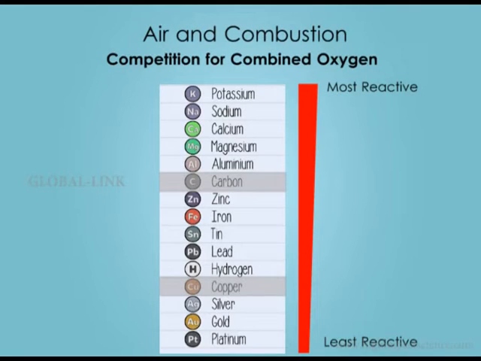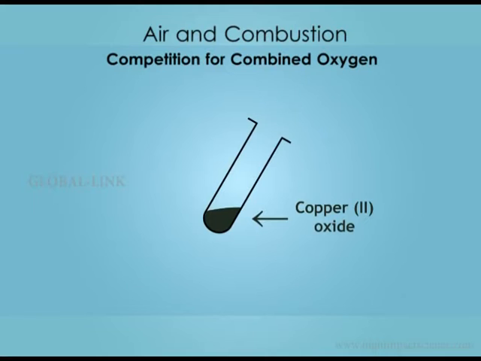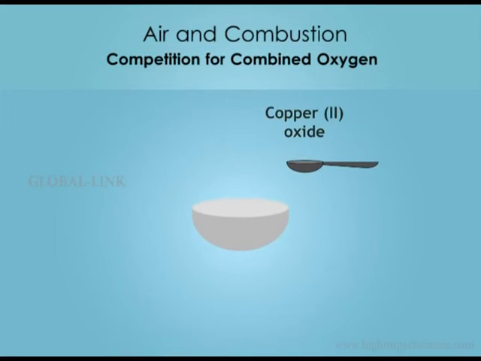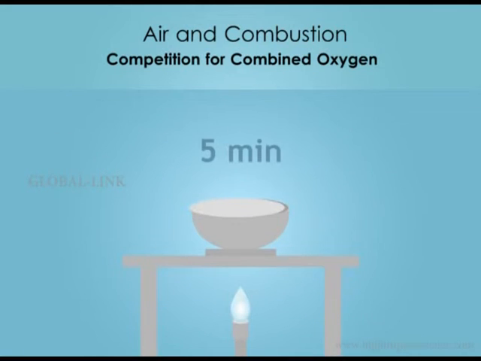Consider copper and carbon. Carbon is more reactive than copper, so carbon will displace copper from its compound, like copper 2 oxide. Copper 2 oxide is a black powder. We place 3 spoonfuls of copper 2 oxide in a crucible and 1 spoonful of charcoal, which is a form of carbon. We heat the mixture for approximately 5 minutes.